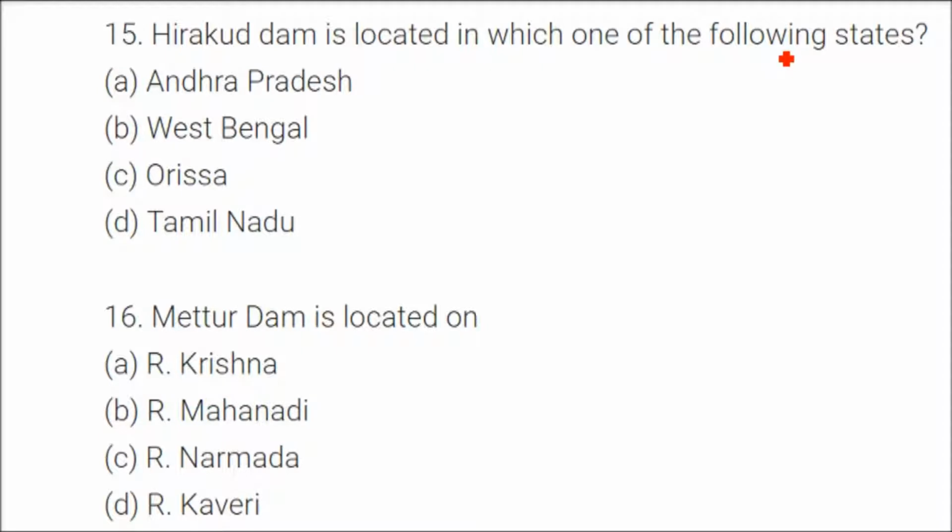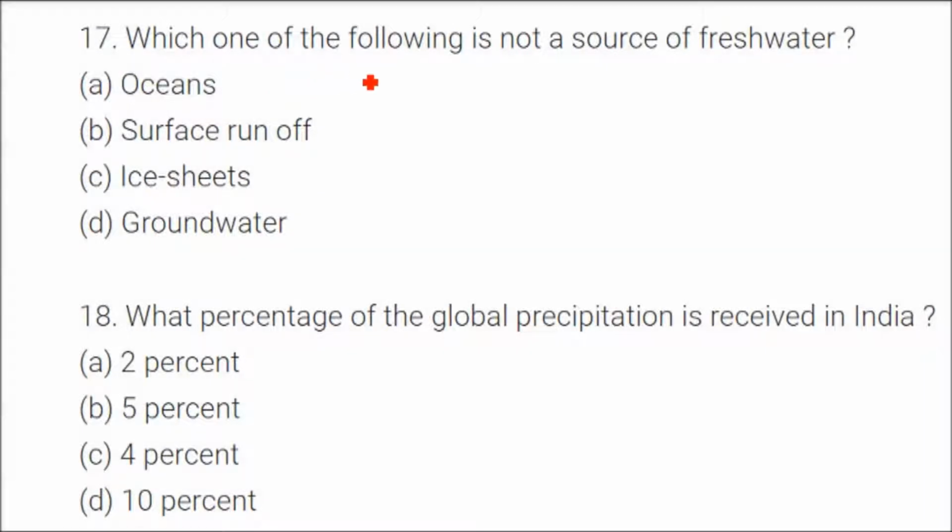Hirakund Dam is located in which one of the following states? The answer is Odisha. Hirakund Dam, Odisha. Mettur Dam is located on... The answer is, located on river Kaveri. Kaveri. Which one of the following is not a source of fresh water? The answer is surface runoff.